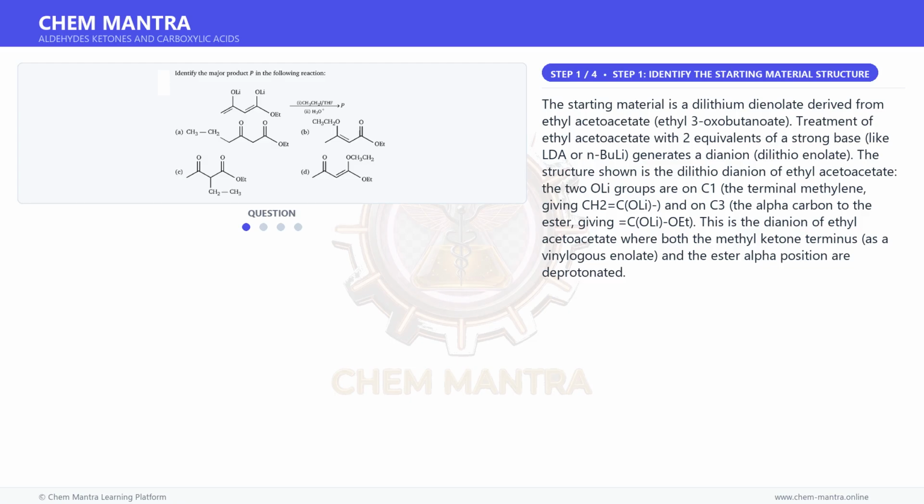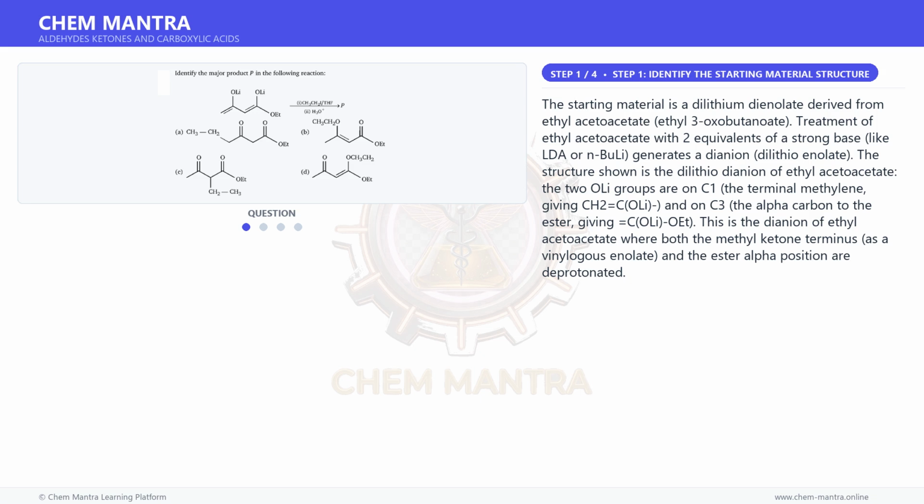The starting material is a dilithium dienolate derived from ethyl acetoacetate, ethyl 3-oxobutanoate. Treatment of ethyl acetoacetate with two equivalents of a strong base, like LDA or n-BuLi, generates a dianion, a dilithioenolate. The structure shown is the dilithiodianion of ethyl acetoacetate.